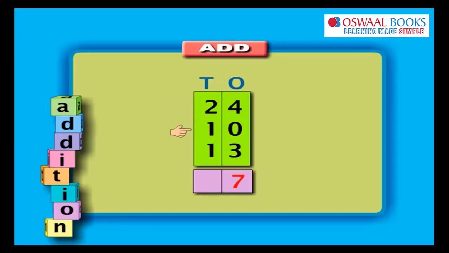2 plus 1 plus 1 is 4. Write 4 below the tens column. Therefore, 24 plus 10 plus 13 is equal to 47.